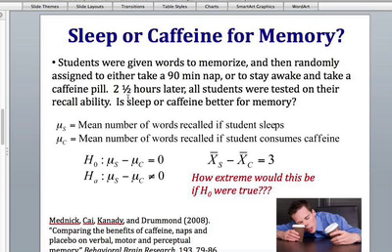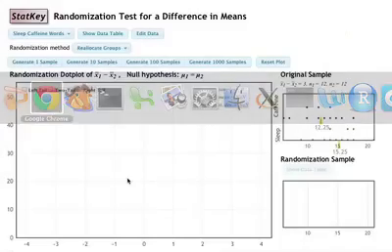2.5 hours later, students are tested on their memory or recall ability. So the mean number of words is mu_s if the student sleeps, and mu_c if the student consumes caffeine. And it's possible that the sample average for sleeping minus the sample average for caffeine is 3, so this is bigger than that. Okay, so if you were to do a significance test, are the two equal versus they're not equal, what would you get? Well, they want to illustrate this with a permutation test.